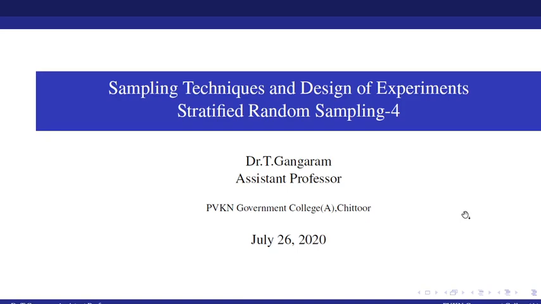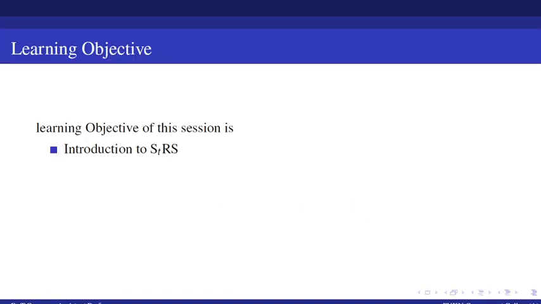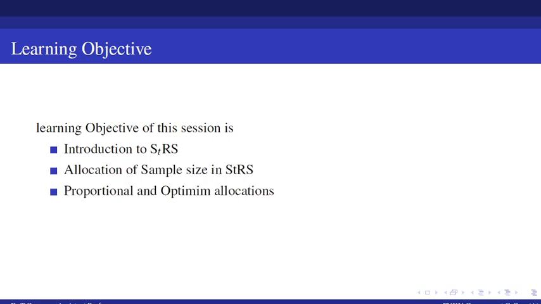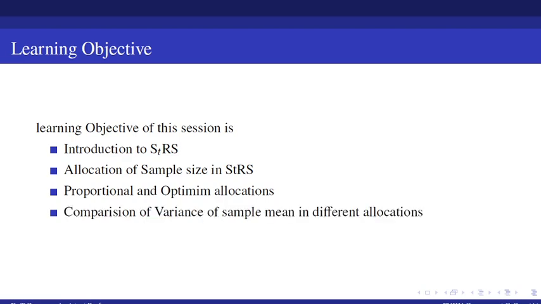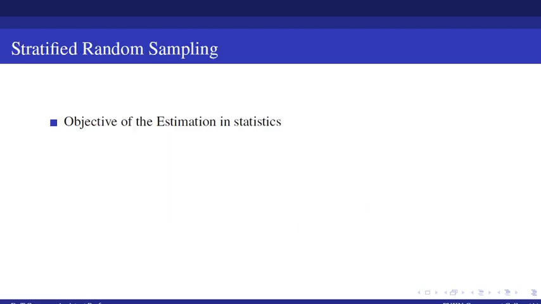Welcome dear students. This is lecture 4 on stratified random sampling technique. In this lecture we are going to discuss introduction to stratified random sampling, allocation of sample sizes in stratified random sampling technique, proportional and optimum allocations, and comparison of variance of sample mean in different allocations. We also compare the variance of sample mean with simple random sampling without replacement.